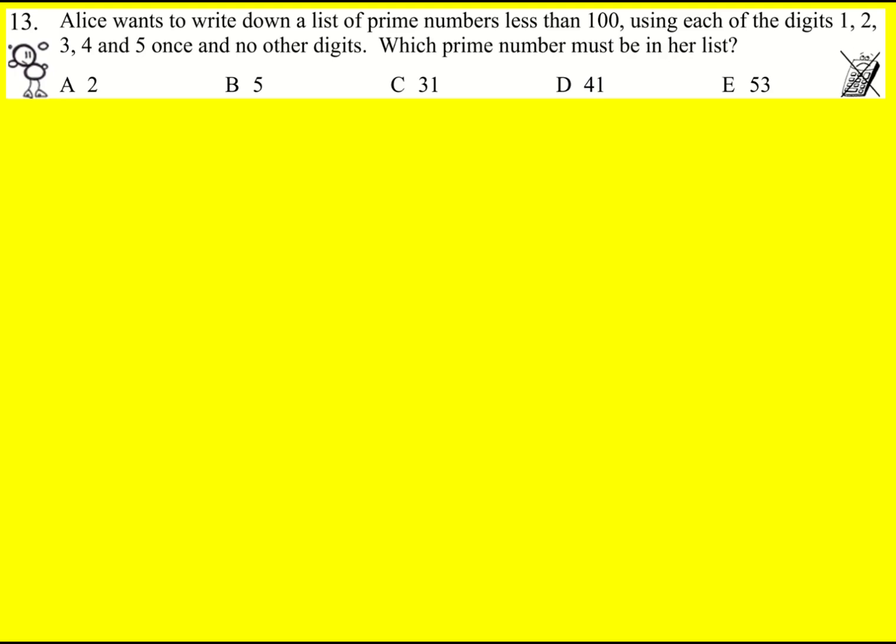The way to approach this question is to first of all write down the prime numbers less than 100 that use some of these digits. So single digits, 2, 3, and 5. And what that actually tells us is that the 1 and the 4 must be used in a two-digit prime, either 1 something, 4 something, or the other way around, something 1. Actually, we can't have something 4.